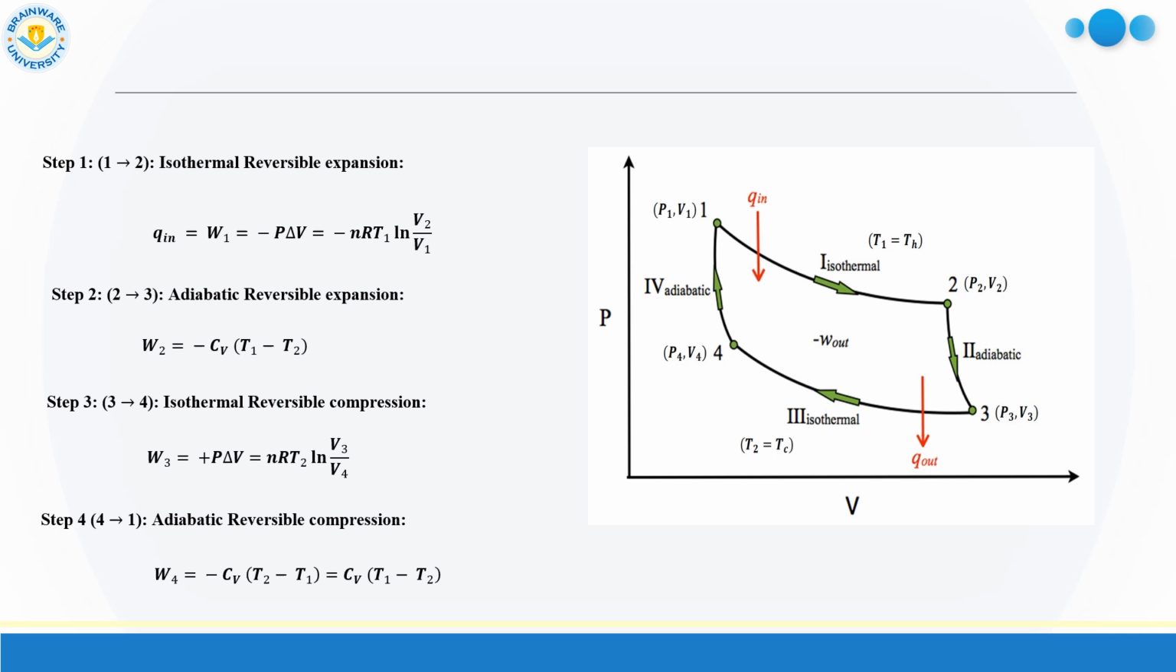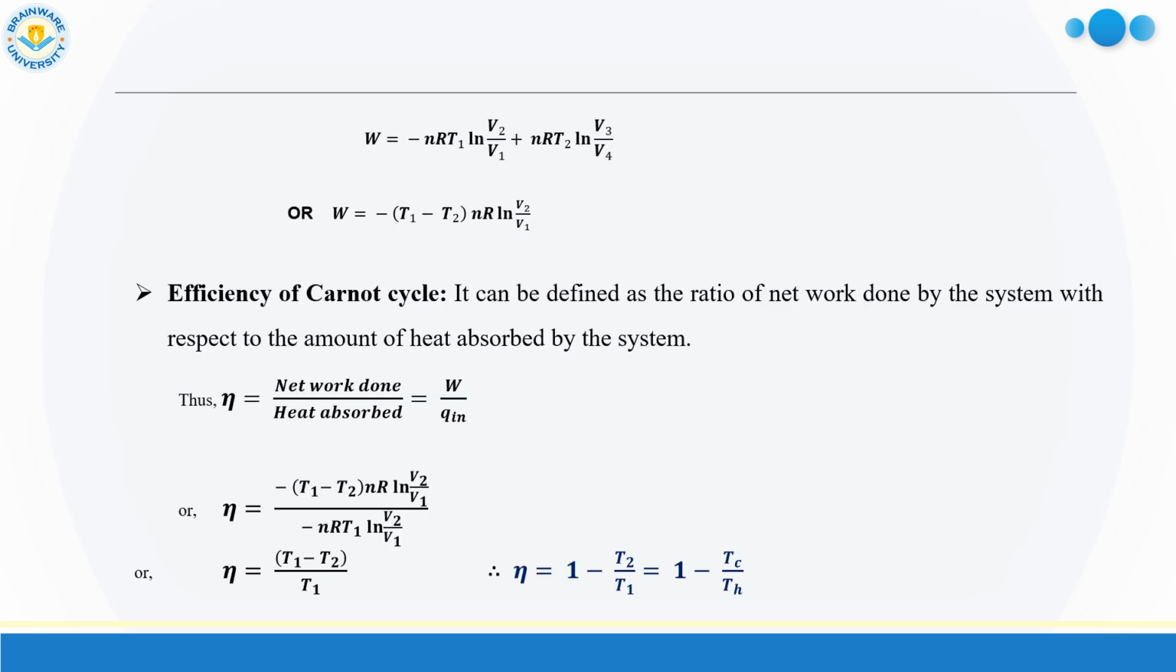So this is the heat change involved for this cyclic process, and I have explicitly shown here the calculation of work done involved in each step. So W1 is this, W2 will be this for the adiabatic process, and W3 will be nRT2 ln V3 by V4, and W4 is this one. So total work done involved in the cyclic process is this one.